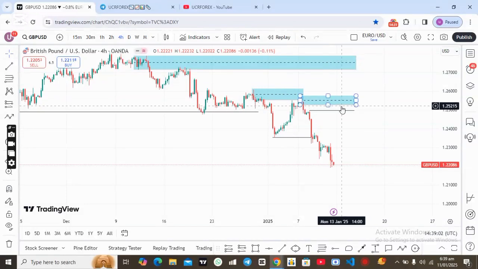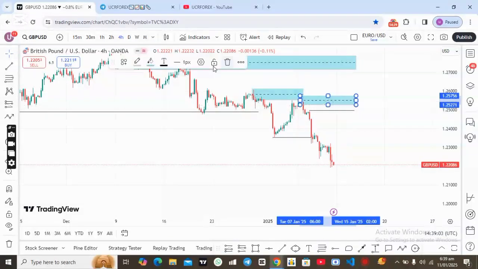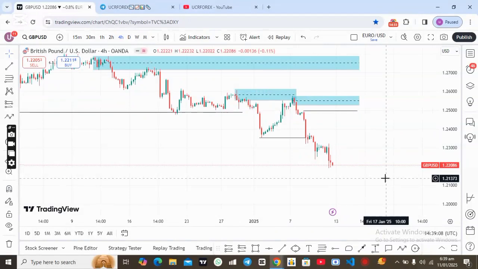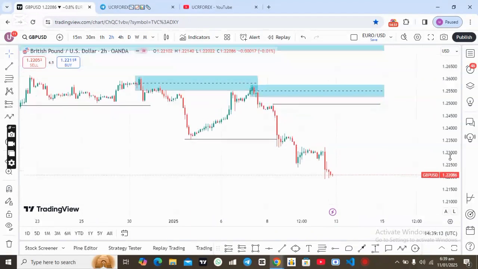But this is my number one setup. This very particular one is my number one. Let me pause a little so that you could picture it again. So look at this here, look at it, and then let's proceed. Then let's go down to 2 hour time frame.